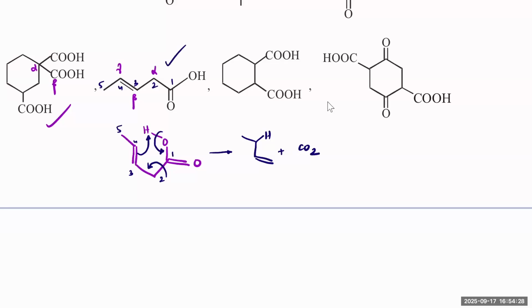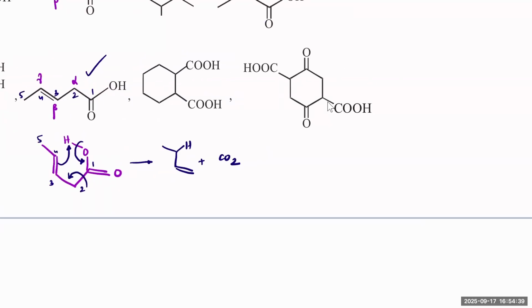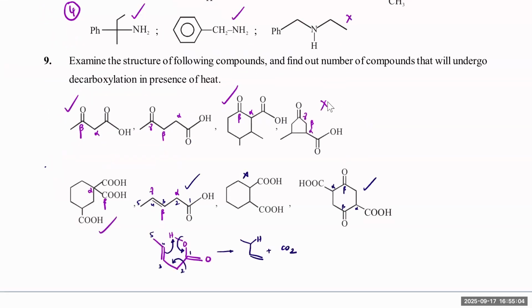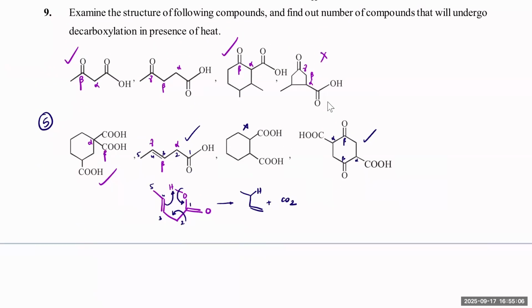When you have a pi bond between beta and gamma, there also you'll see decarboxylation done. Here only dehydration will happen. OH and H will go away, and you'll get a cyclic anhydride structure. So this will not give decarboxylation. Here it is alpha and beta, so it is a beta keto acid. Here also it is alpha and beta, a beta keto acid. So from here CO2 will go, and from here CO2 will go. So two CO2 will go away. In total, how many decarboxylations? Five of them. Any doubt here?